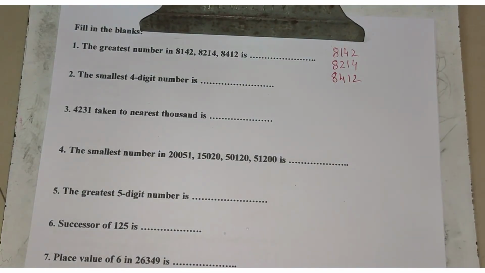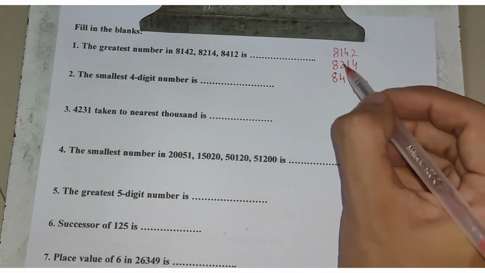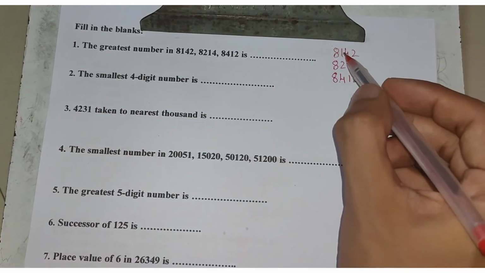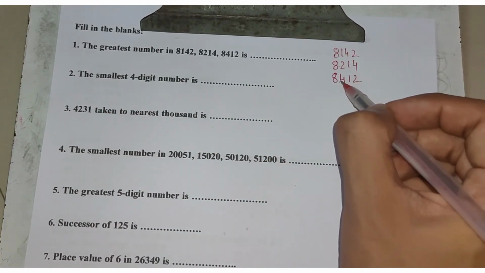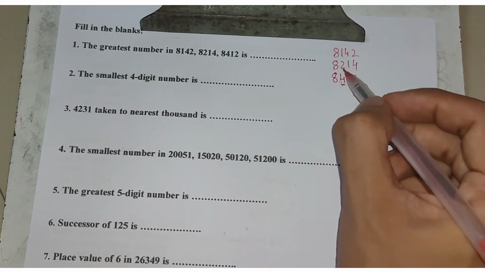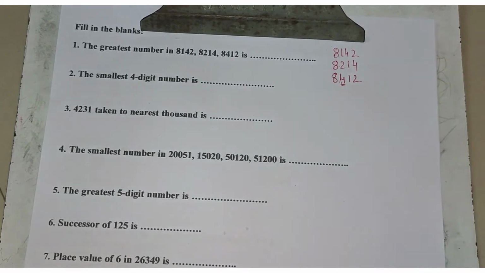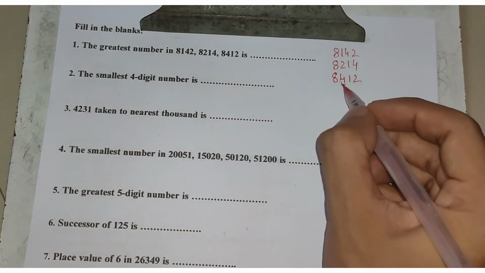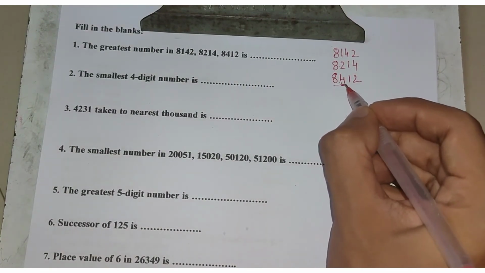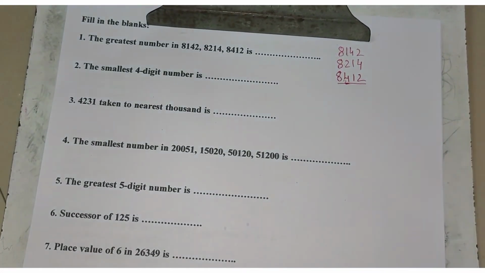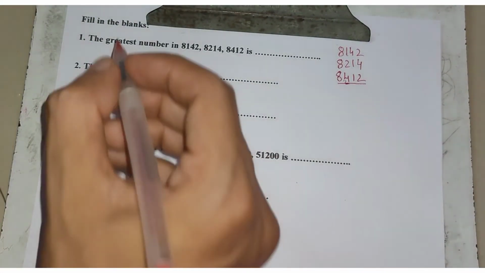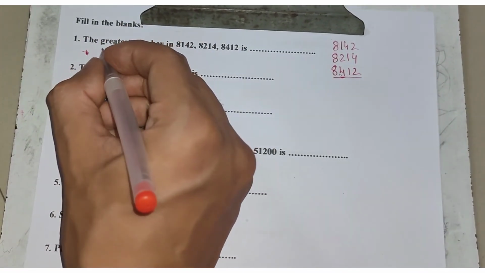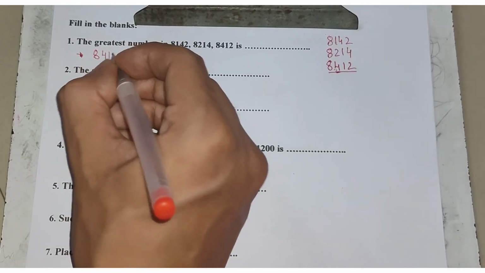We can't identify there. At the 100 place, here it's 1, here it's 2, here it's 4. What have we been asked? Greatest number. So comparing the 100 place, 1, 2 and 4, we know that 4 is the greatest. And at the thousands place, all the numbers are the same. It means 8412 is the greatest number out of these 3. So here our answer will be 8412.